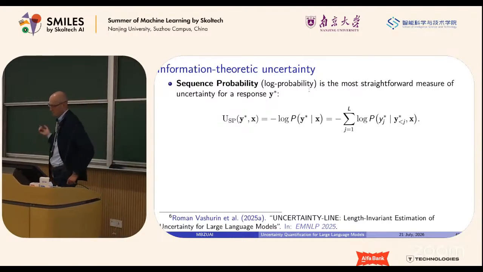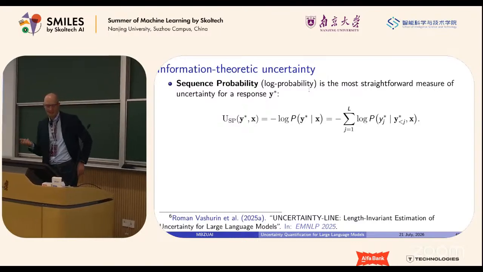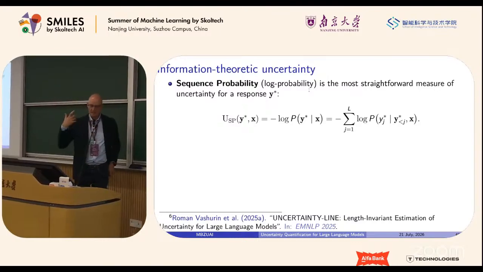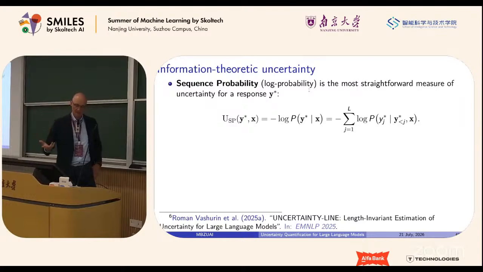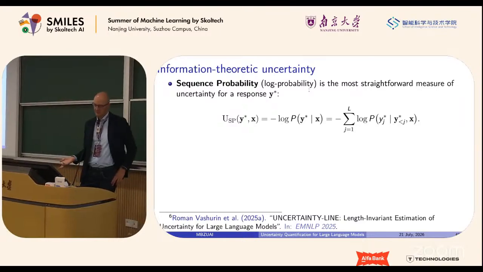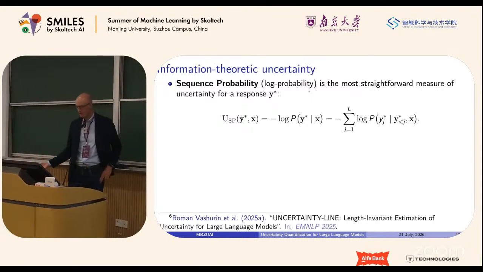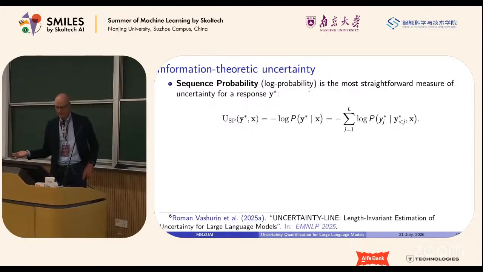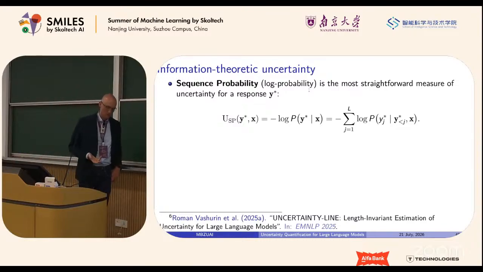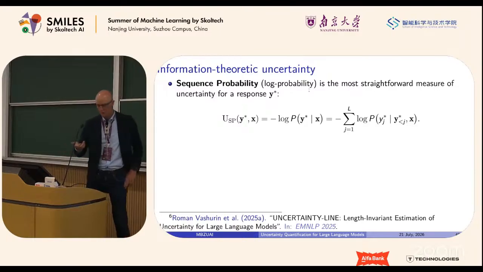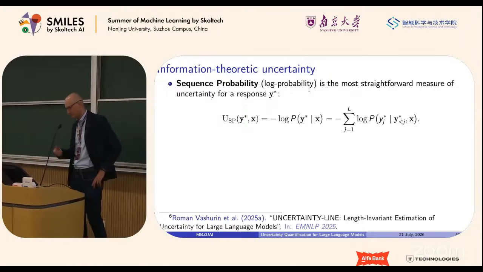One of the best, I think, straightforward approaches, very good baselines, is sequence probability. Well, sequence probability is very simple to compute. You just take the token probabilities and multiply them. But usually, of course, you're computing the logarithm.